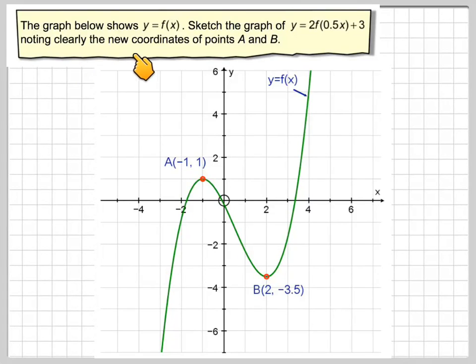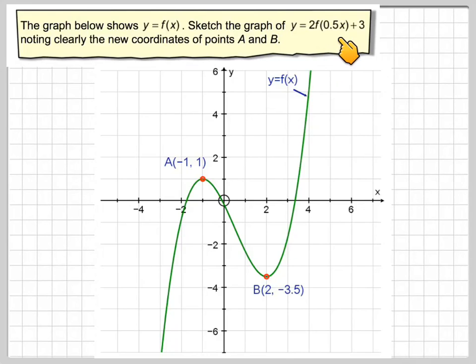The graph below shows y is equal to f of x. Sketch the graph of y is equal to 2f of 0.5x plus 3, noting clearly the new coordinates of the points A and B. So basically there are three transformations here.